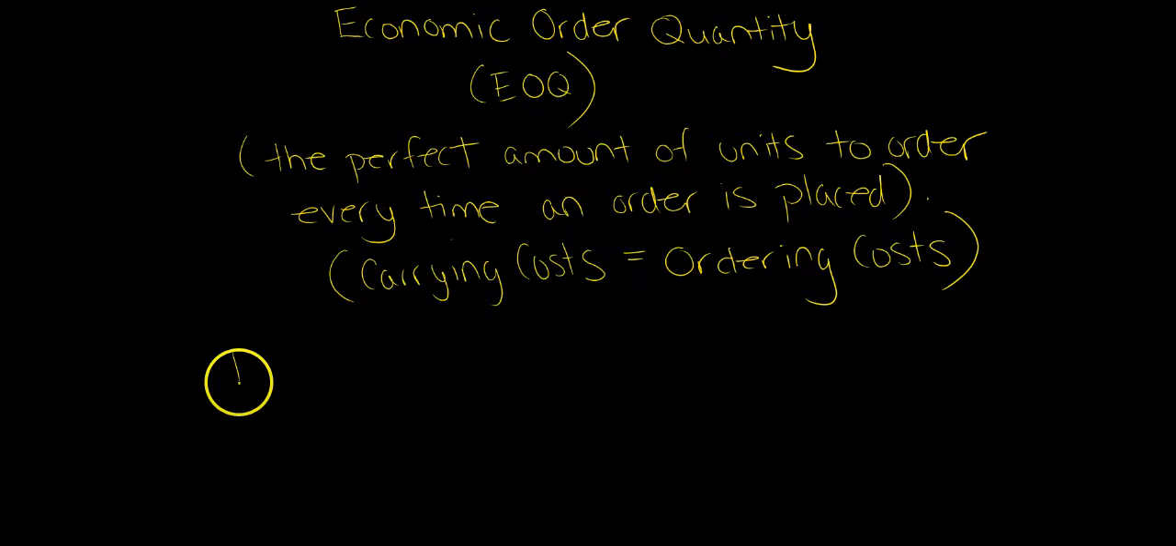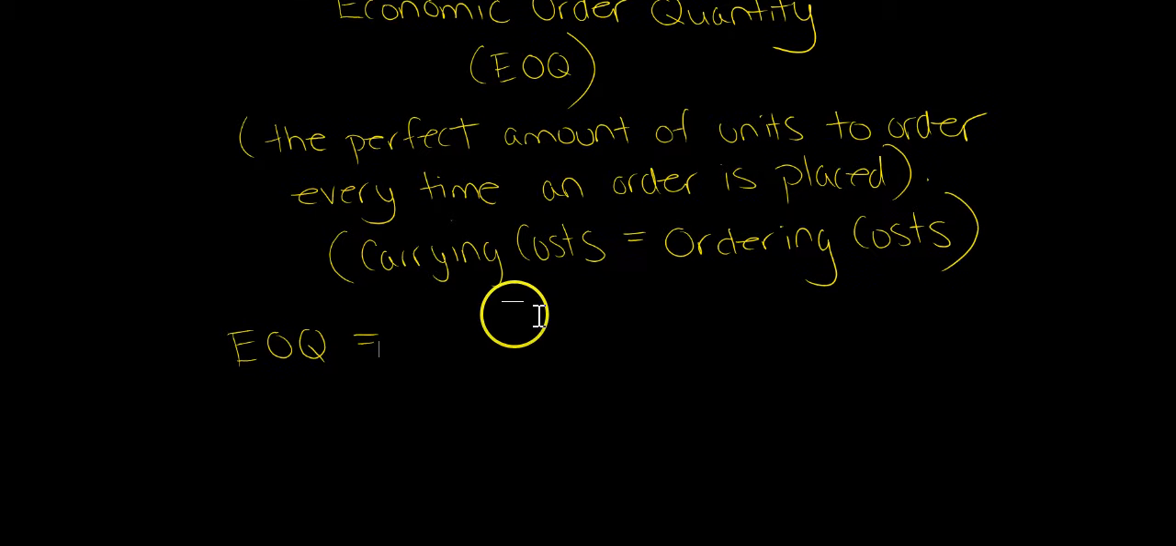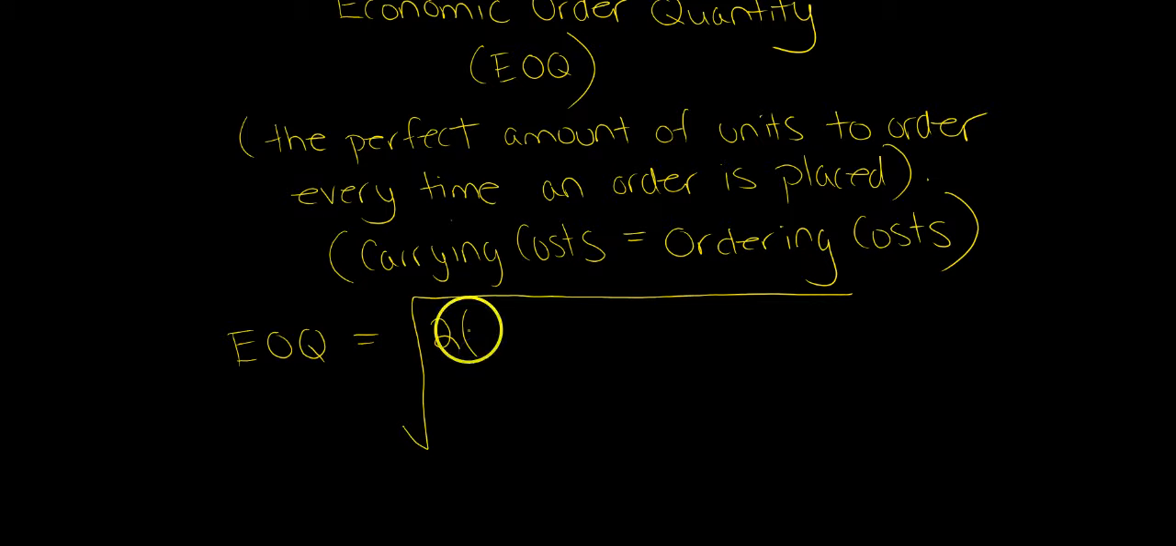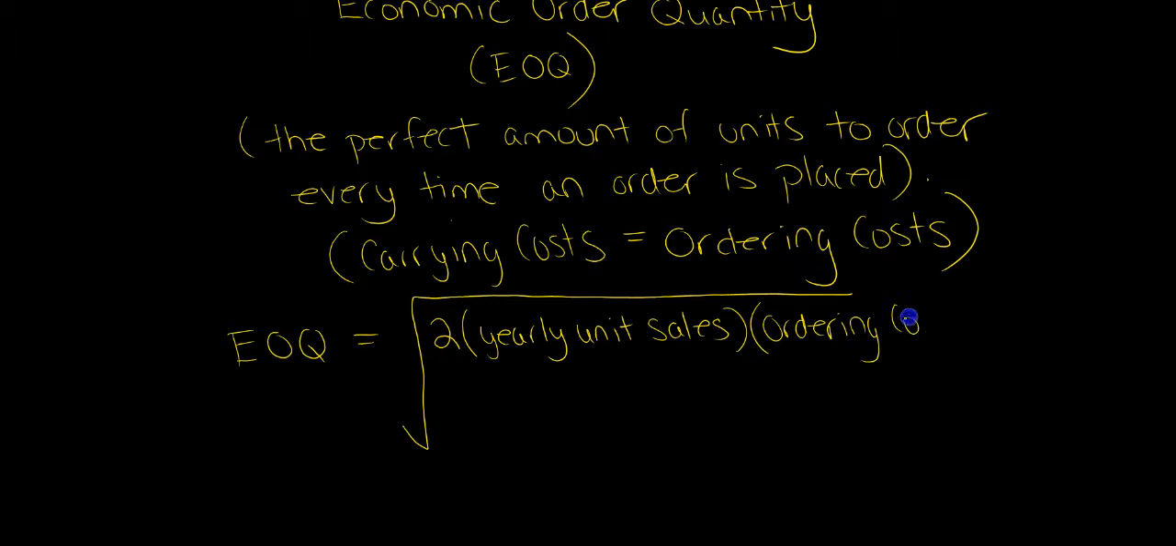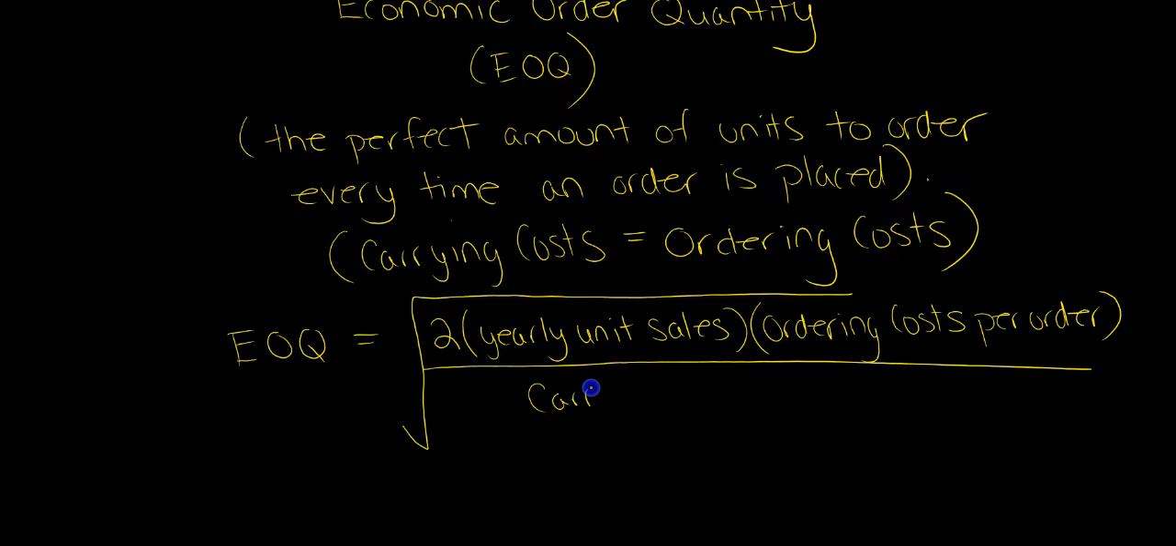So the formula, I'll just call this EOQ, is the square root of 2, times your yearly unit sales, and then you multiply that by your ordering costs per order. And then you divide that by your carrying costs per unit. So it may look like a bit of an intimidating formula to run, but it isn't too bad. So let's go ahead and put an example to this.